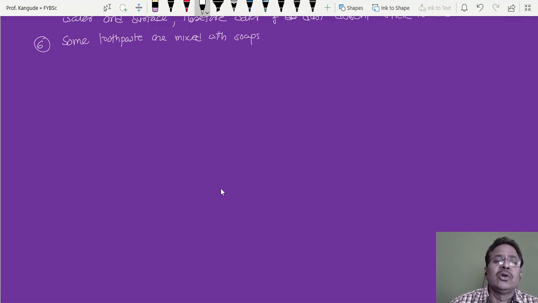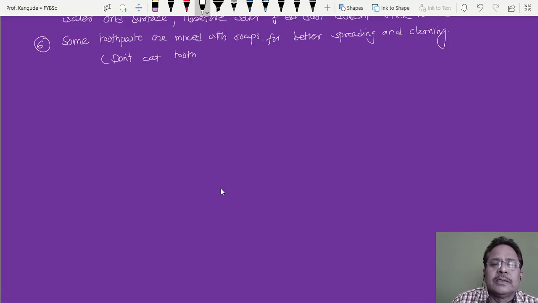So some toothpastes are mixed with soaps for better spreading and cleaning. So don't eat toothpaste, this is what I am writing here. Some people do have this type of habit. It's a bad habit actually.